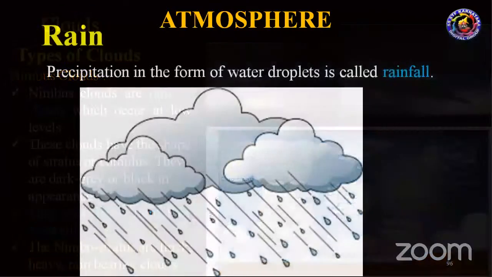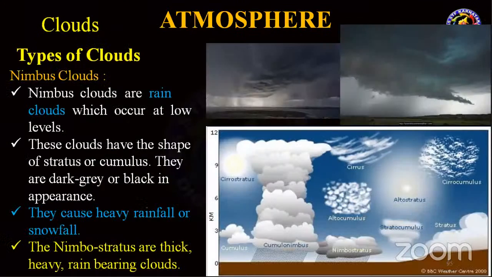Sir, in the picture, there are so many other clouds. Which are those? These are in the second picture. Yes, sir. These are examples regarding all four: stratus, cumulus, cirrus, and nimbus.